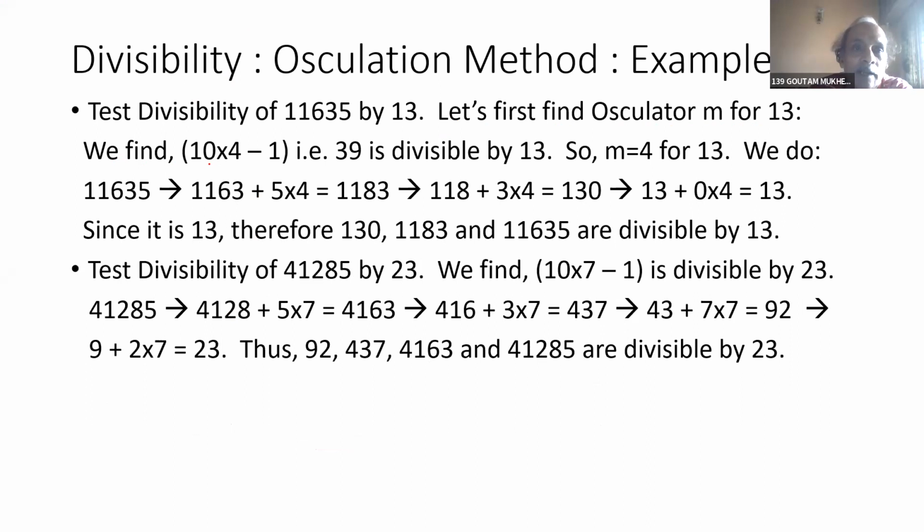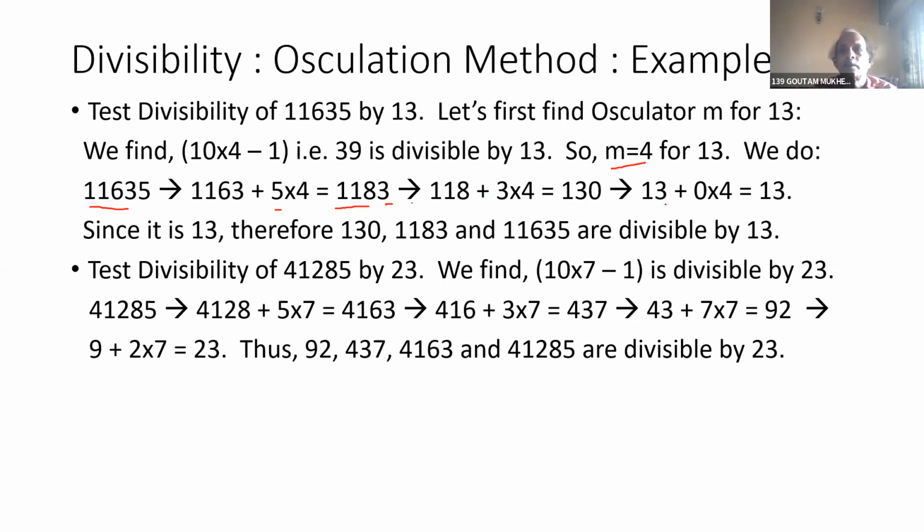We find that 10 into 4 minus 1, that is 39, is divisible by 13. So the oscillator in case of 13 is 4, and we do 11635 goes to 1163, this much I write, plus 5 into 4. The 5 is the unit digit, and 4 is my oscillator, so it becomes 20 again. So it becomes 1183. 118 plus 3 into 4 is 12, so 130.